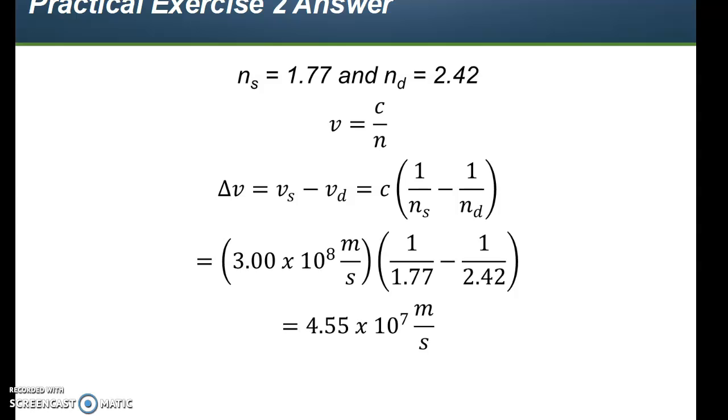This one is correct. This is the 0.565 minus 0.413 times that value, and the slightly different 4.56 is what I got instead, and that's in times 10 to the 7th meters per second. So because the difference that I obtained up here was 0.152.